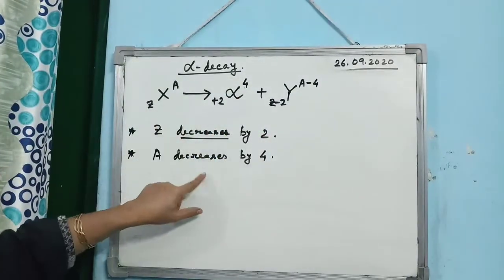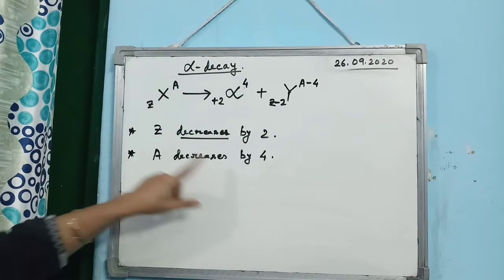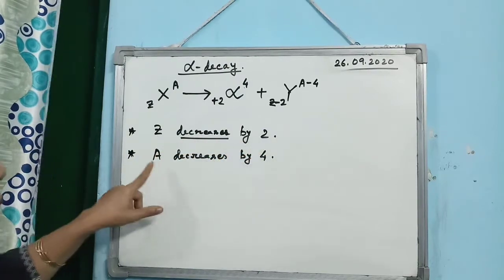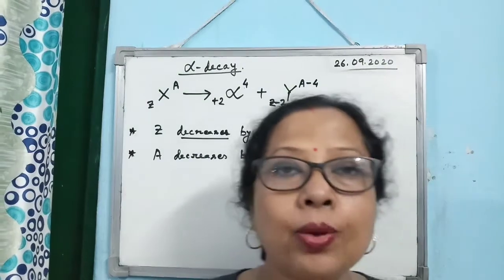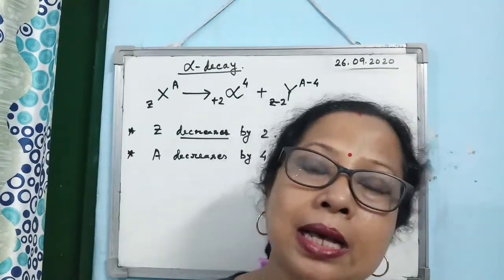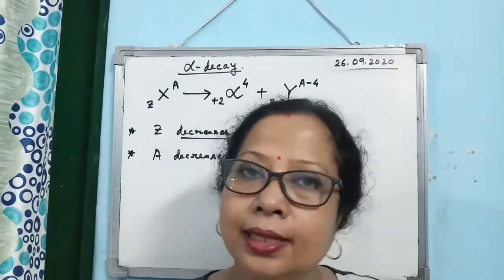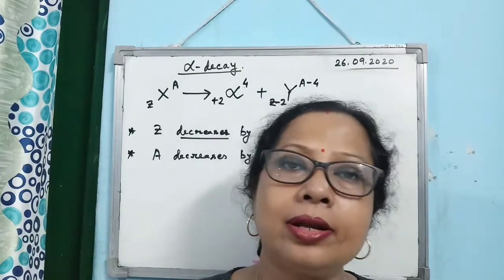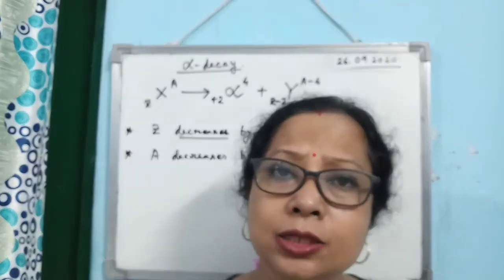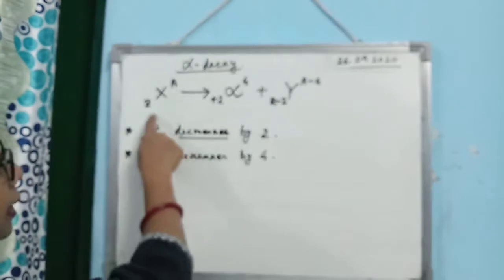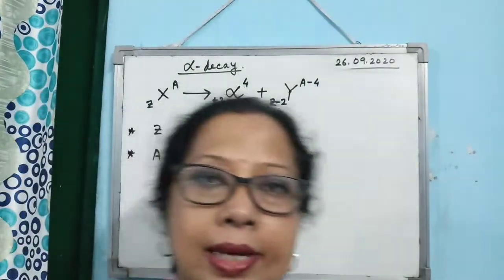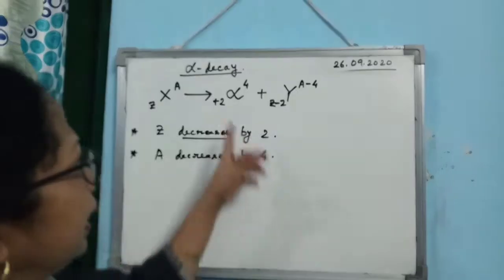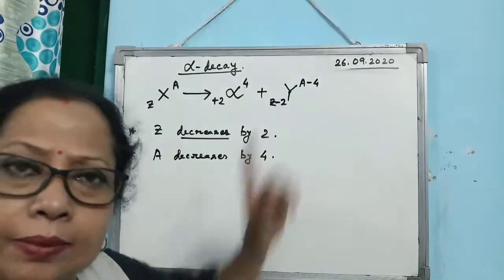So according to that, during alpha decay, Z decreases by 2 and A decreases by 4. You may get a direct question asking what happens to the atomic number and mass number during alpha decay. Then this is the direct answer: Z decreases by 2, A decreases by 4. Or you may get any kind of equation related to alpha decay, then you must apply this concept.